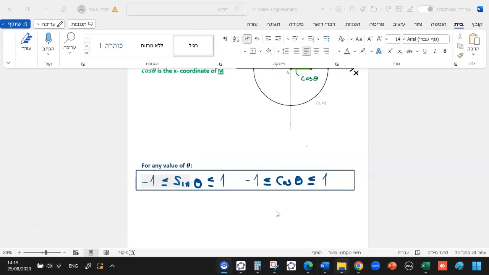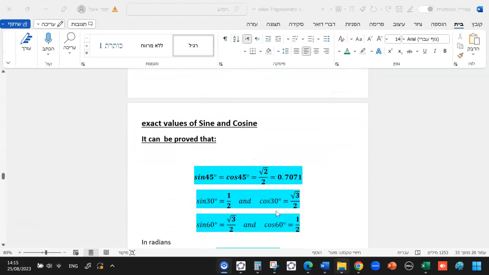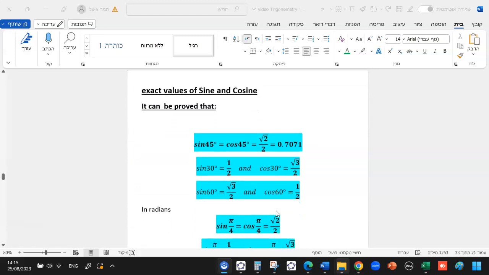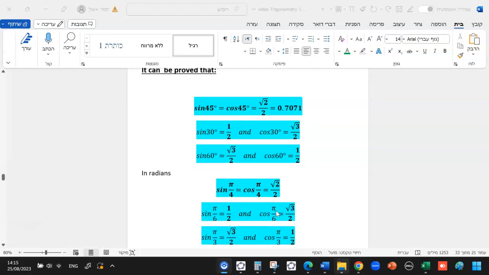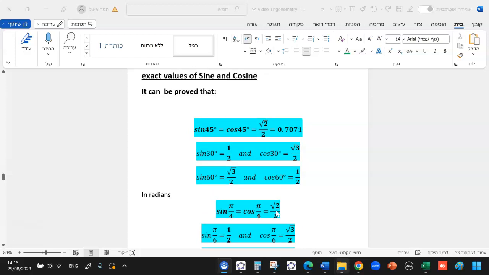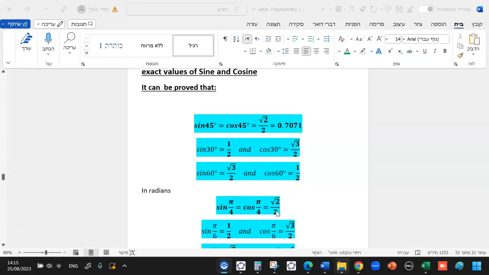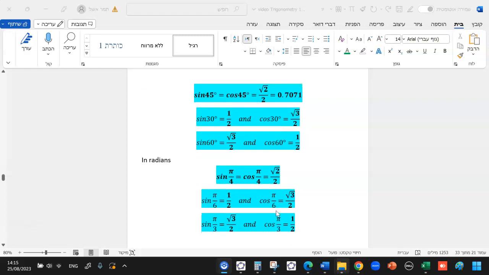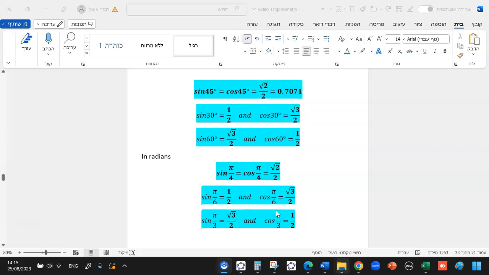We will now go over some special values of sine and cosine. This is for 45, 30, and 60 degrees, or pi over 4, pi over 6, and pi over 3 in radians. It can be proven that these are the values. I'm not going to prove it here, I will only give a hint later here in this file, and at the end of the file you will find the full proof. These are the values that it is really recommended and will be really useful for you to know by heart. Let's go over them.